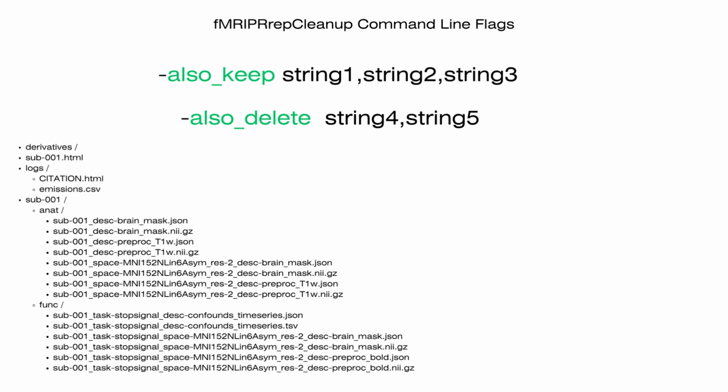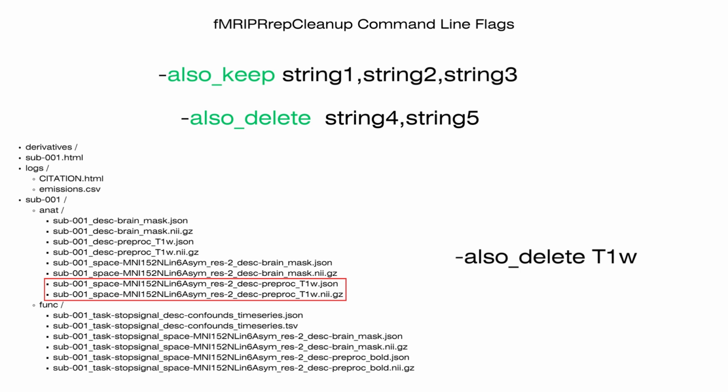For example, by default the script will not delete any preprocessed files in any output space. But for my purposes, I have no use for preprocessed structural data in any subject's native space, which are indexed in output using preproc_t1w. I can add the string t1w to my also_delete list.